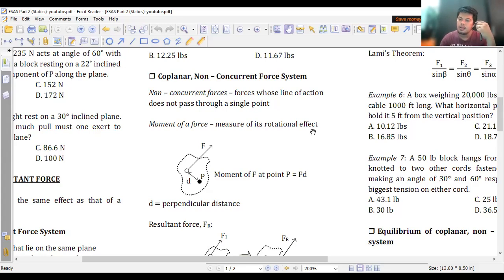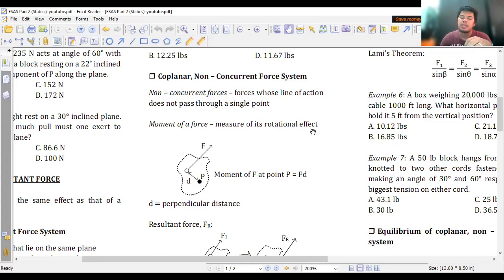Now, if you are not familiar with the word moment, it's actually different in meaning from the ordinary word moment that we use from time to time, like "this is my moment." The moment of a force is different. It is synonymous to the word torque.